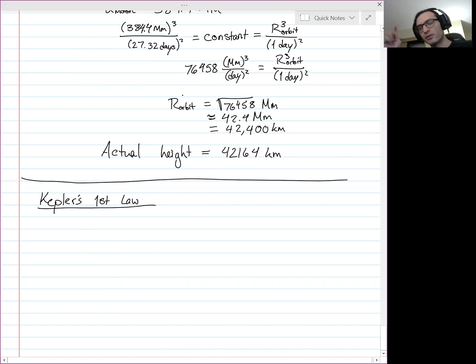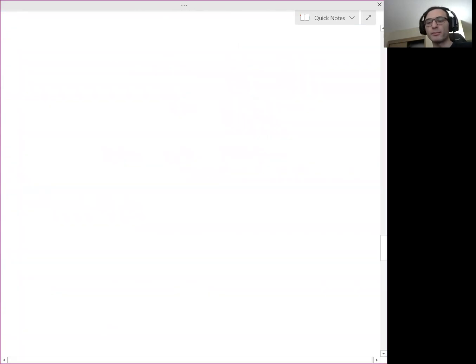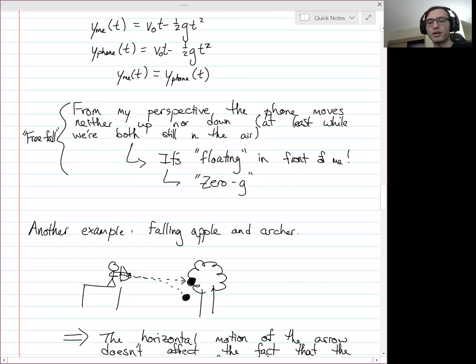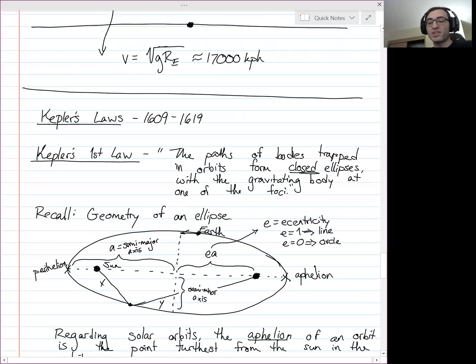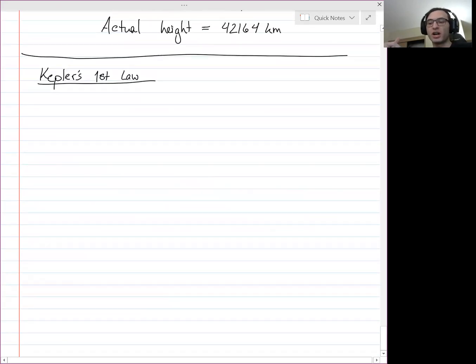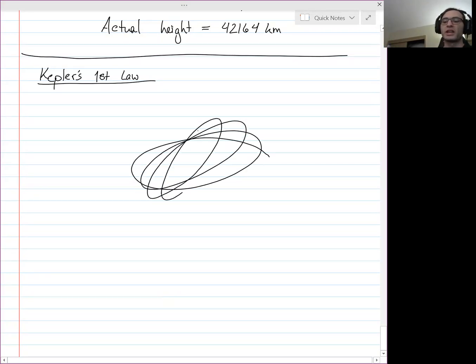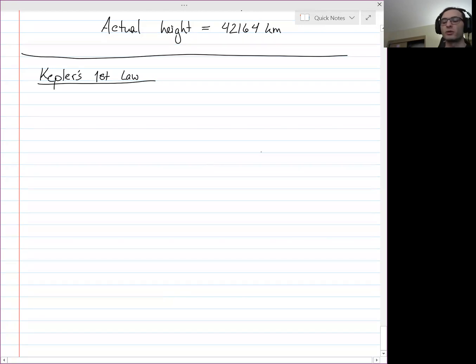Kepler's first law, remember, is a statement that the paths of bodies that are in orbits form closed ellipses. Unfortunately, it's beyond the scope of this course to show you that they are ellipses, but we do have enough math to show that they're closed. So we're going to prove that orbits have to be closed, meaning that they don't do this forever, and they always come back after traveling through 2 pi.